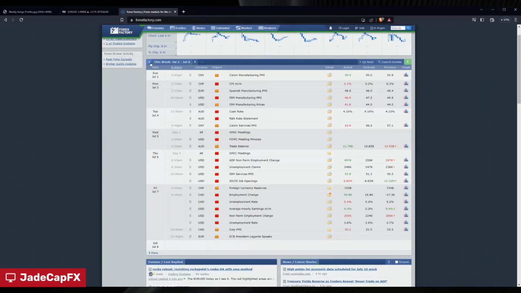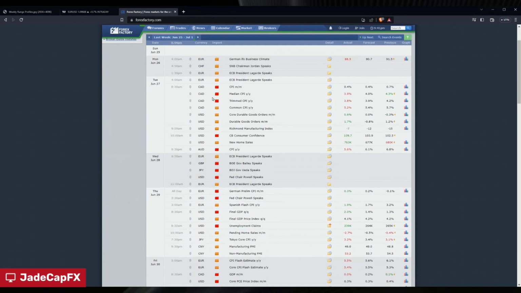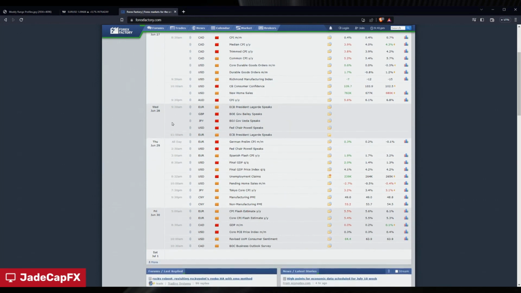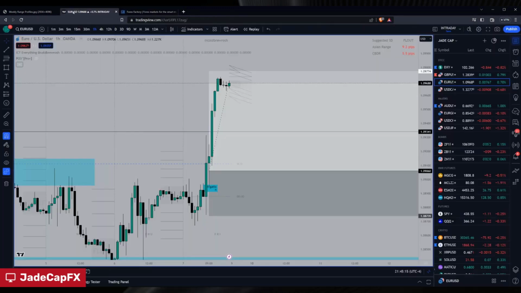Let's see if we can go back a week. Last week, what do we have? Monday, not really doing a whole lot. Tuesday, we had consumer confidence. Wednesday, Fed Chair Powell speaks. So last week, based on the news on Monday and Tuesday, you possibly could have seen Tuesday or Wednesday as the high or low of the week. And then Thursday at 8:30 might have capped the other end of the range.